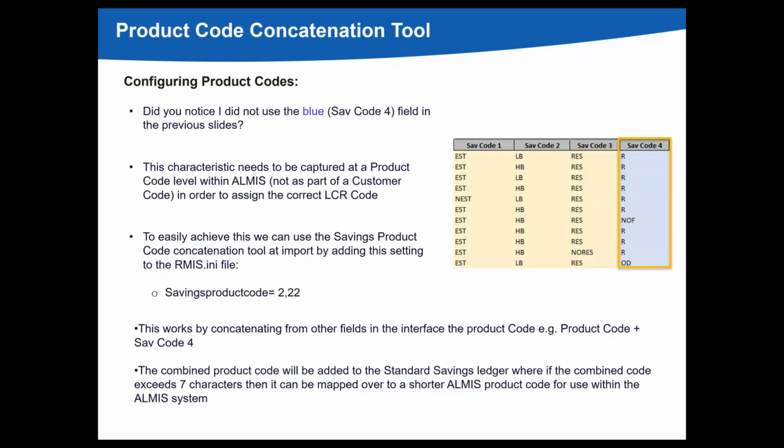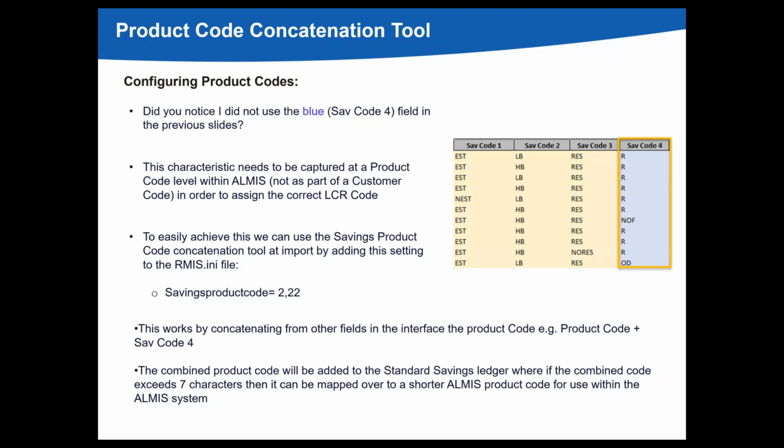So now, let me cover off the product code concatenation tool as well. What I've now used is SAV code 4, which I identified at the start of the slides. If you've got non-retail deposits, we need to currently capture at a product level which of the product codes are to non-retail customers. So in my example, I want to concatenate the product code field with the SAV code 4 field at import.